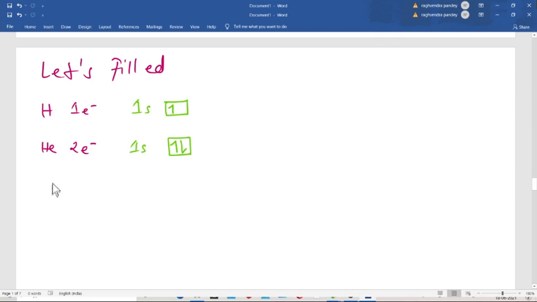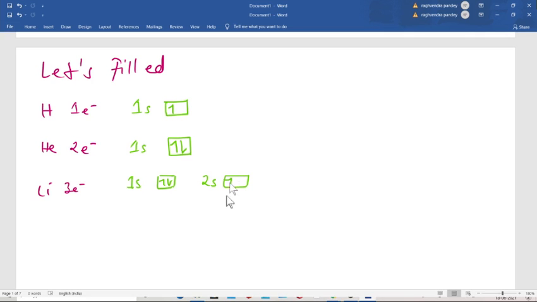Now after helium there is lithium. Let's take lithium. Lithium has 3 electrons. Now 1s will be filled as in the previous case. These are very simple cases. So that is your 1s. Then the third electron, because there are 3 electrons, is filled in the next energy level. So that is your 2s, and in 2s there is only 1.